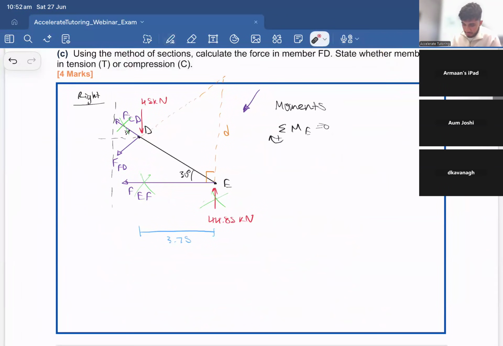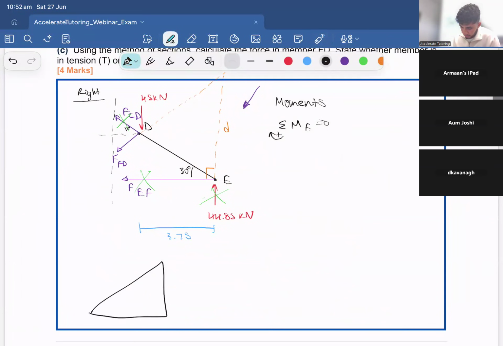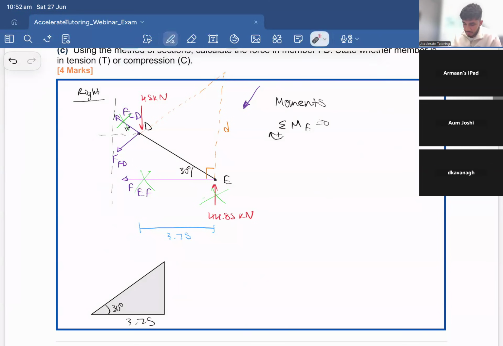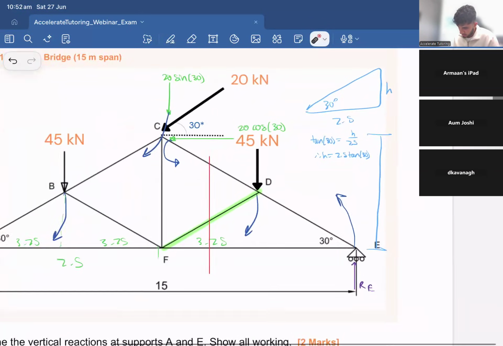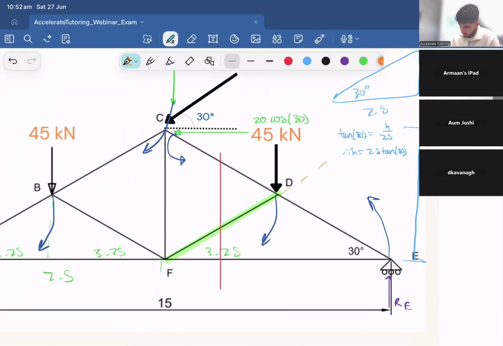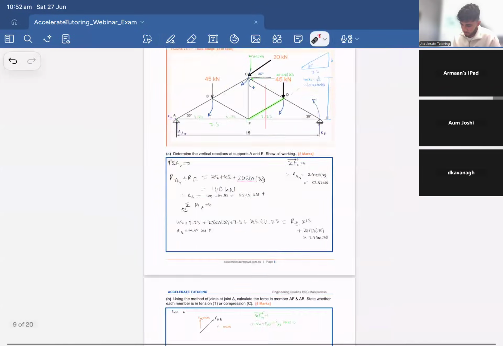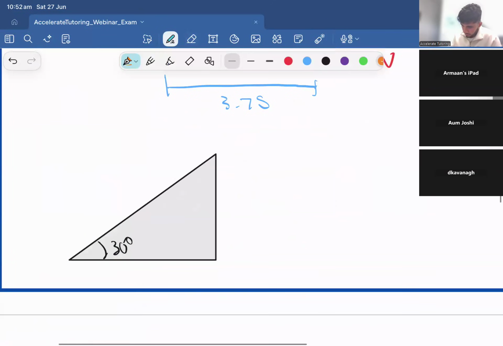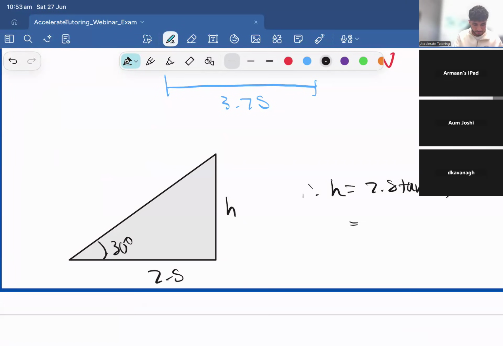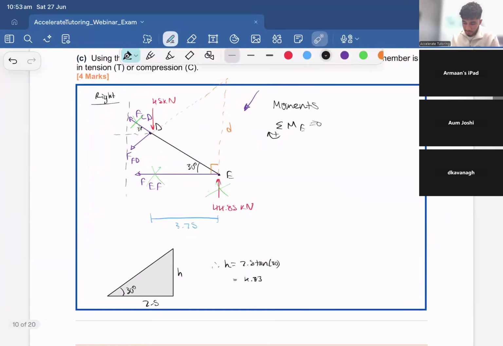To find the perpendicular distance, it's simply trig. I have a triangle like so. That's 30 degrees. I know my base length is just 3.75. So my perpendicular distance is just, let's double check this. Sorry, it's 7.5, not 3.75. Yep, 7.5. And we care about height. Again, h is just 7.5 tan 30. That gives us 4.33 as our height. So now we know what our distance is. So now we're ready to go.